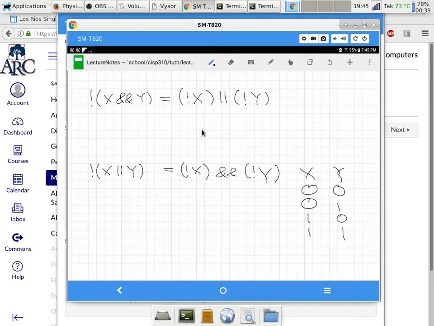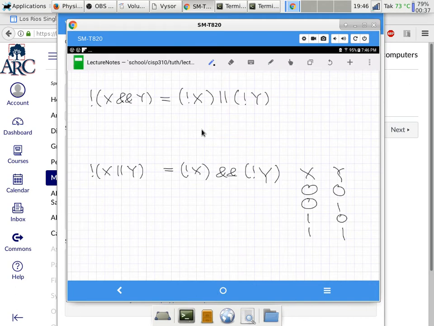Then you go to this one and ask, what is x or y? And what is the negation of that? Fill in that column. And then what you will find out is those 2 columns look exactly the same. So that's why you can use a truth table to prove that 2 Boolean expressions are equivalent.